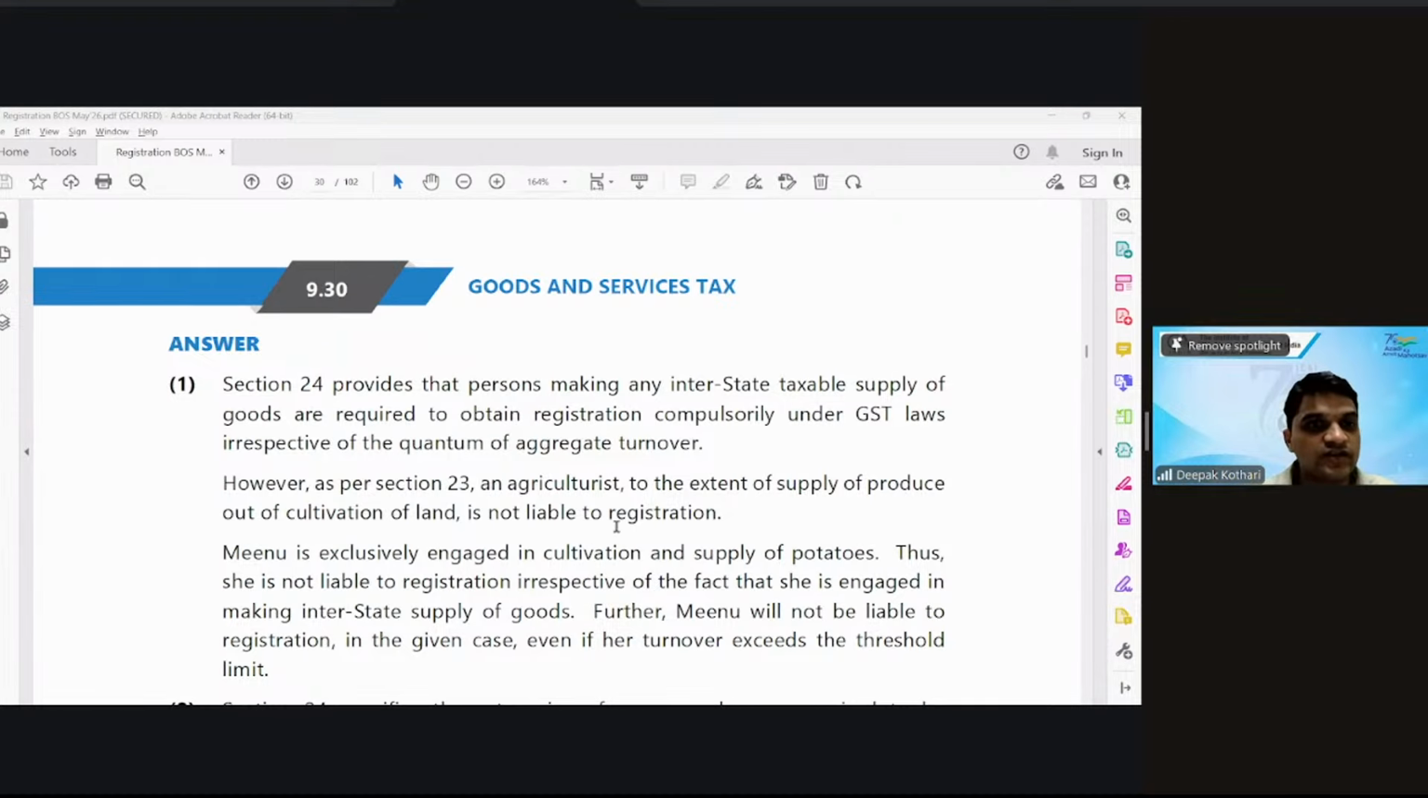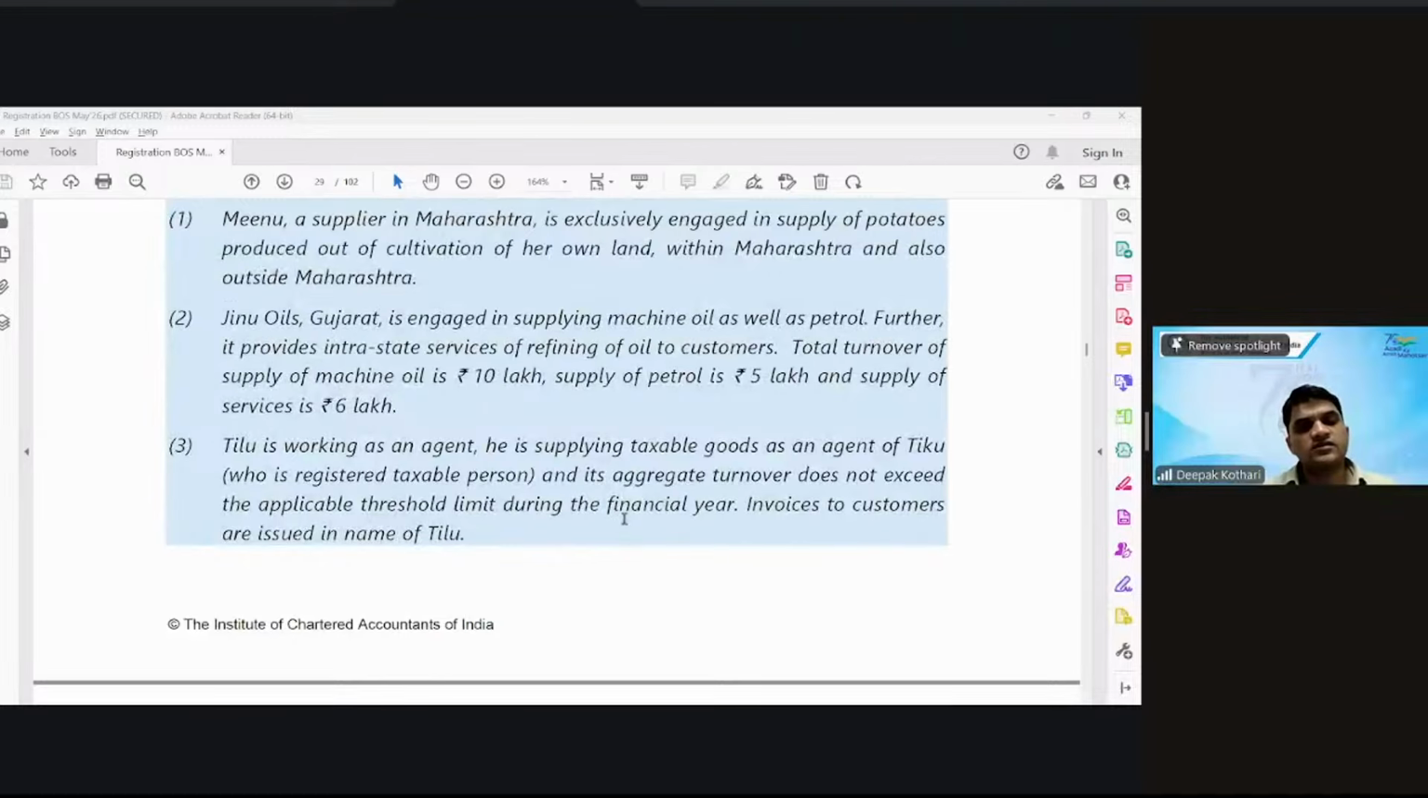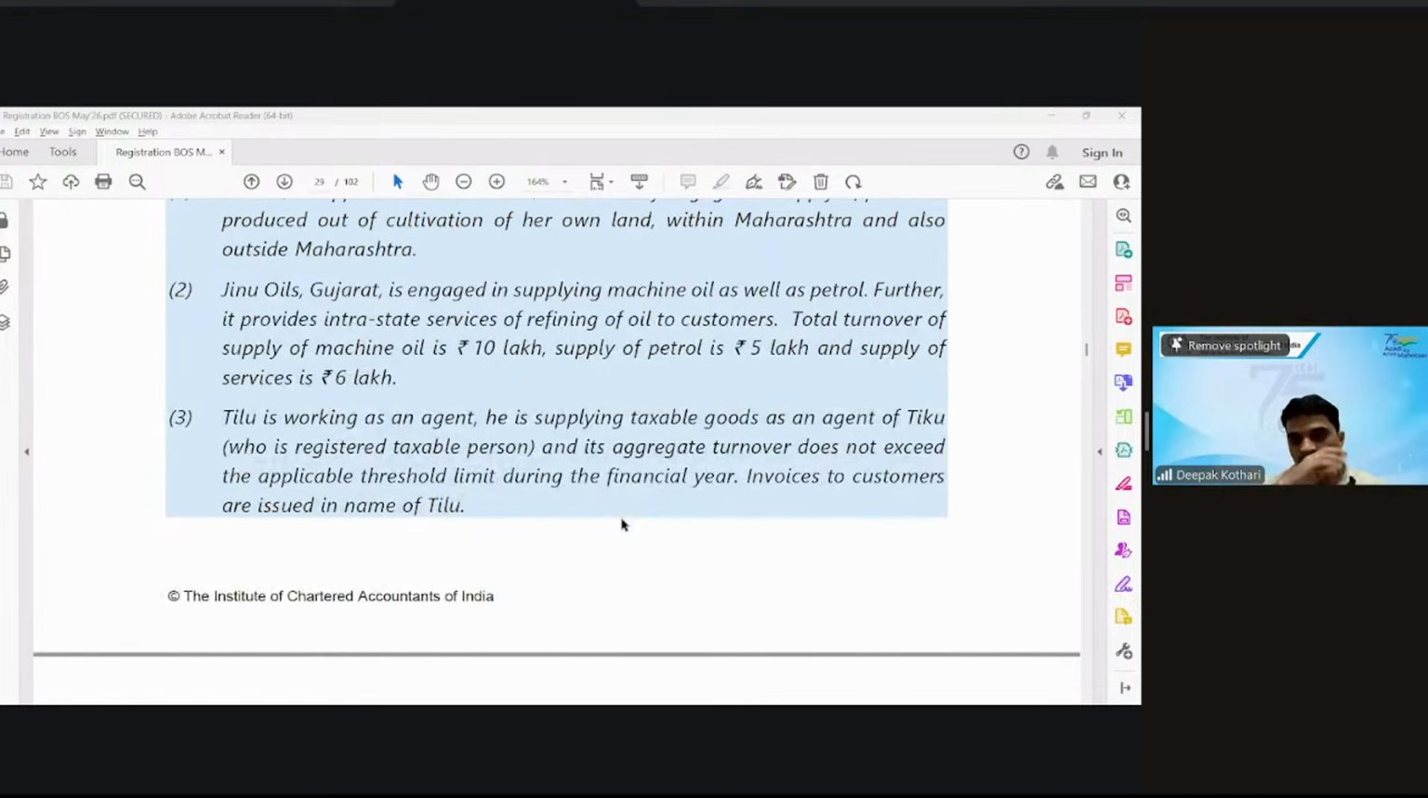Yeah. Next illustration. Geno Oils, Gujarat, is engaged in supplying machine oil as well as petroleum. Further, it provides intrastate services of refining of oil to customers. Total turnover of supply of machine oil is 10 lakhs, supply of petroleum is 5 lakhs, and supply of services is 6 lakhs. Limit for services because Gujarat limit is 40 lakhs. But he's making interstate services of refining of oil.